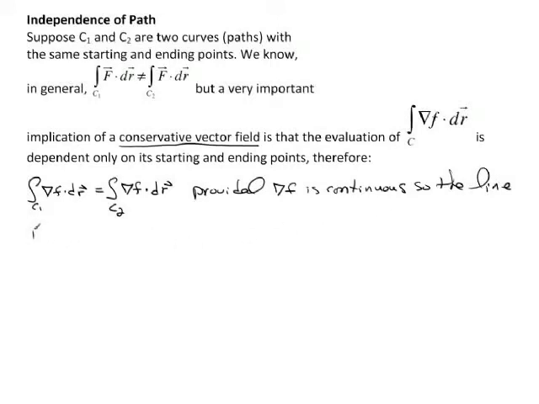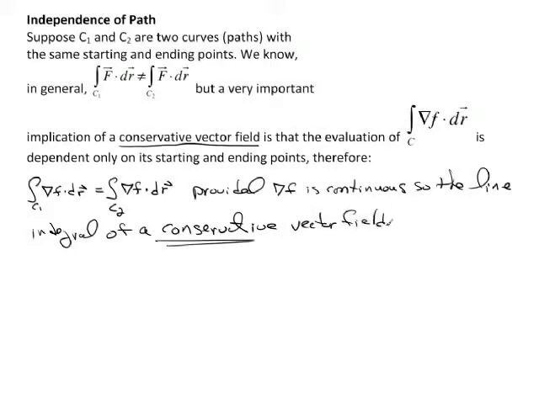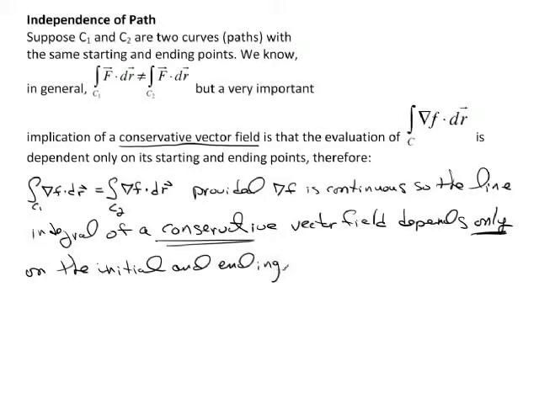So the line integral of a conservative vector field depends only on the initial and ending points on C.